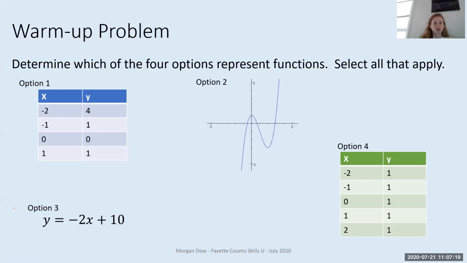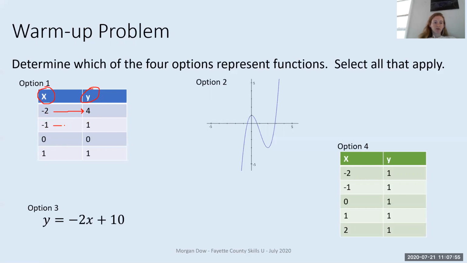So we're going to go through each of these options and see if they meet that definition of a function. Let's start with option one. We've got our input here in the x column, and we've got our output here in the y column. We want to see for each of these inputs, is there only one output? For the input of -2, there is only one output. -2 is only giving us 4. -2 doesn't show up anywhere else in this input column. It's not corresponding with any other output, so that's good so far.